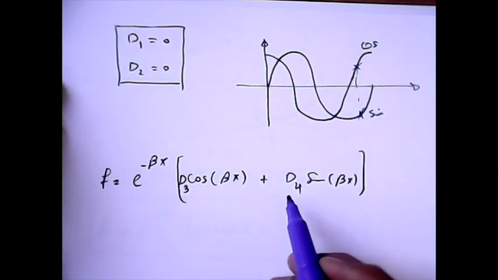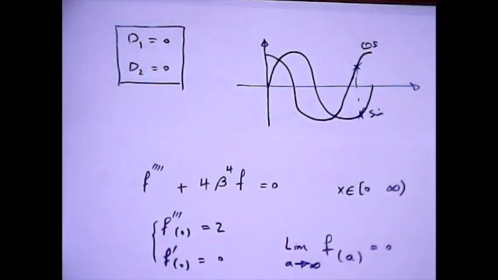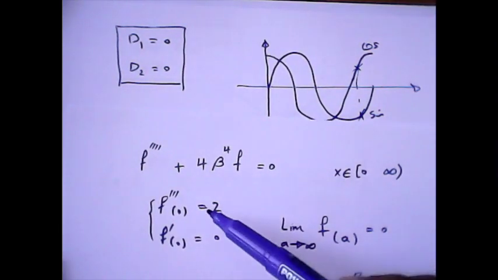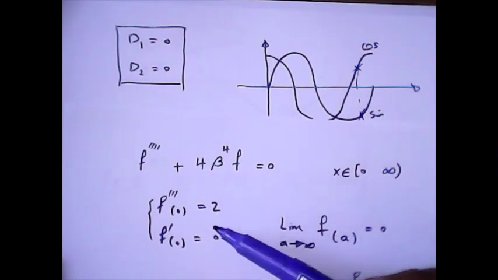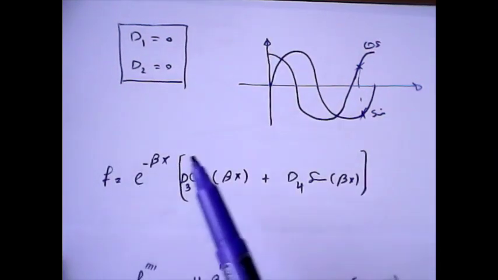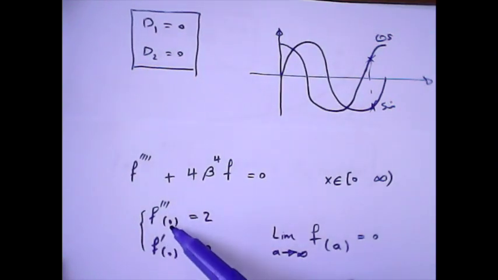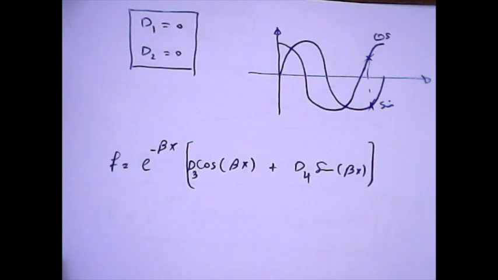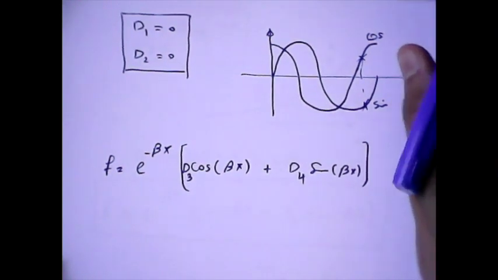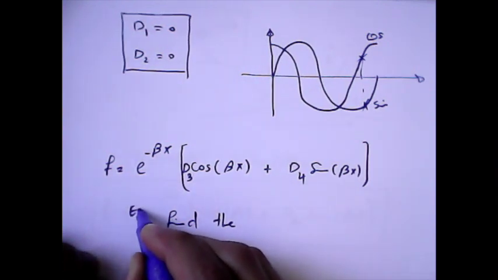Now we ended up with only 2 unknown constants, and you have the differential equation, and you have the boundary conditions. You have 2 equations here. You could insert f, the one that we just found, into these 2 equations. For instance, take the third derivative, set x equals 0, and equate the whole thing to 2. And the same thing for the other one. And find d3 and d4. Find the solution as an exercise.